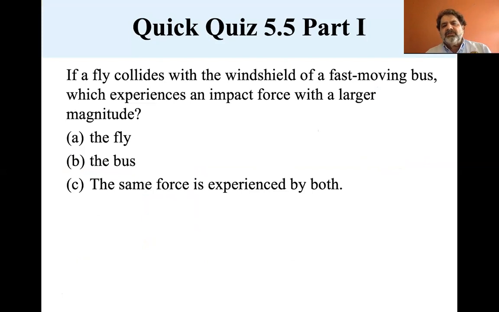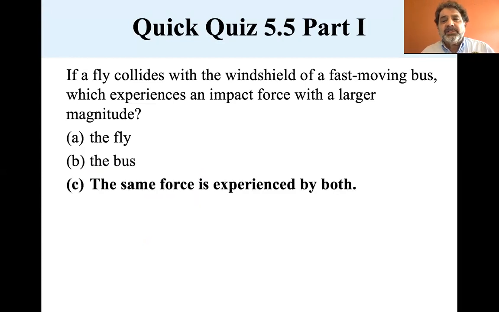Okay, if a fly collides with the windshield of a fast-moving bus, which experiences an impact force with a larger magnitude? The fly, the bus, or the same force experienced by both? What do you think? Well, the same force is experienced by both. That's what we're talking about. We're talking about Newton's third law. Wherever there is a force, there's an equal and opposite force. So the bus is colliding with the poor unfortunate fly, and the fly is colliding with the bus. Not so poor and unfortunate for the bus.